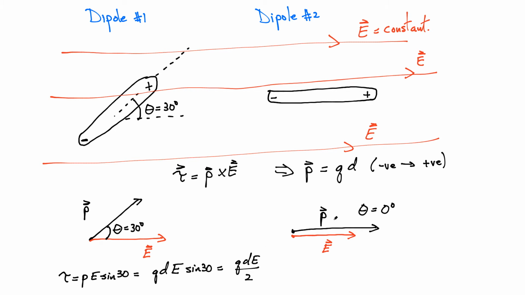All right, compare that to this case. The net torque acting on dipole number 2 is simply going to be P's the same, E's the same. However, we have sine of 0 degrees. And sine of 0 degrees is 0. Therefore, the net torque acting on dipole number 2 is 0. Whereas the net torque for dipole number 1 is definitely non-zero. So in this case, we're going to get some rotation of the dipole. In this case, no rotation.